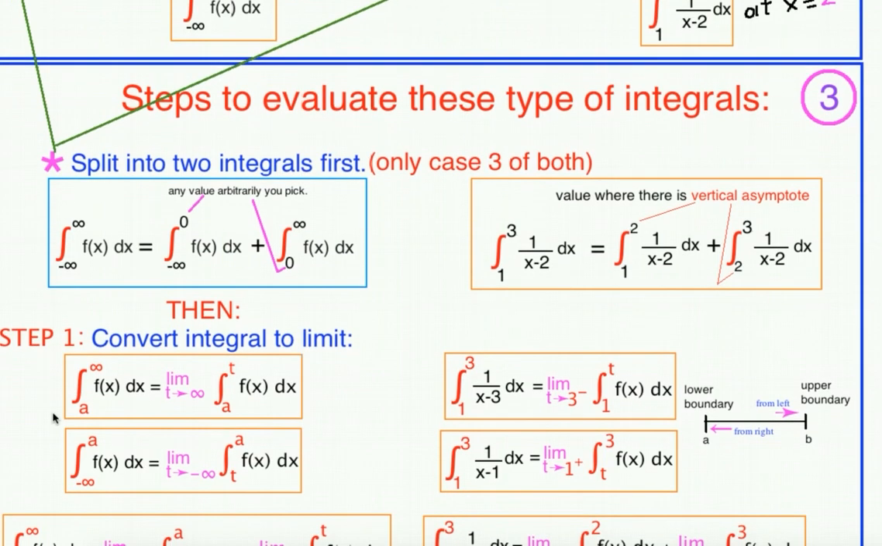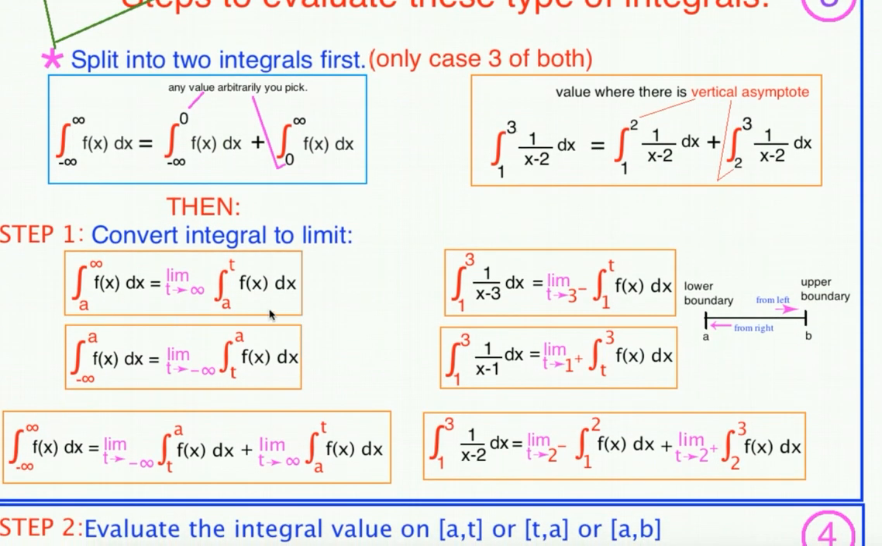In general, steps are like this. First, we convert integral to limit. How are we doing that? So it is illustrated here, the 6 cases. Let's see how they are. So if we have from a to positive infinity, which is the upper boundary going to infinity, then we pick t value and make it approach to infinity and calculate the integral from a to t of f of x. If we have negative infinity to a case, which is lower boundary going to infinity, then we pick t value and make it approach to negative infinity, and we calculate the integral from t to a.